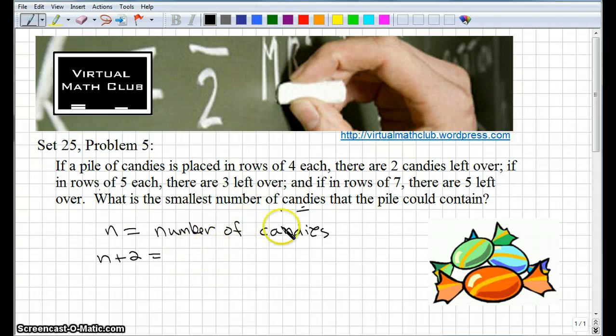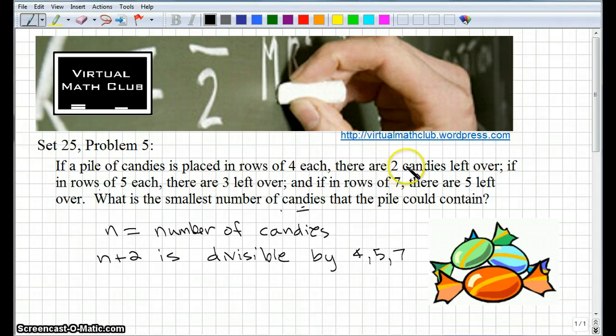Now, what do we know about n plus 2? We know that if we had 2 more candies, the number of candies would be evenly divisible by 4, 5, and 7. So instead of an equal sign, I'm going to say n plus 2 is divisible by 4 and 5 and 7. Okay? That's the key to this problem, recognizing that if you just had 2 more, we'd have a number that was divisible by 4, 5, and 7, right?